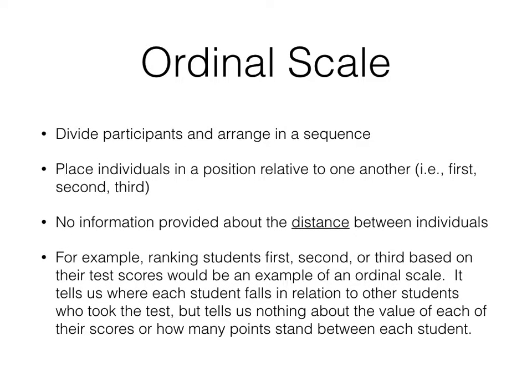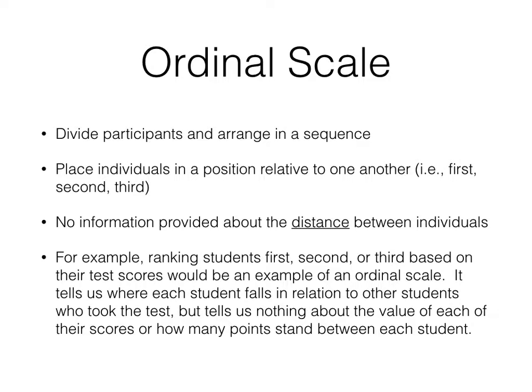Ordinal scales divide participants and arrange them in a sequence. So this is where we would place individuals or scores in a relative position. So we would know who's first, second, third, and so on in terms of their achievement or in terms of their place in the normative sample. The thing about this type of scale, though, is that while we know the order of the individuals or the order of the scores, we wouldn't necessarily know anything about the distance between the individuals.